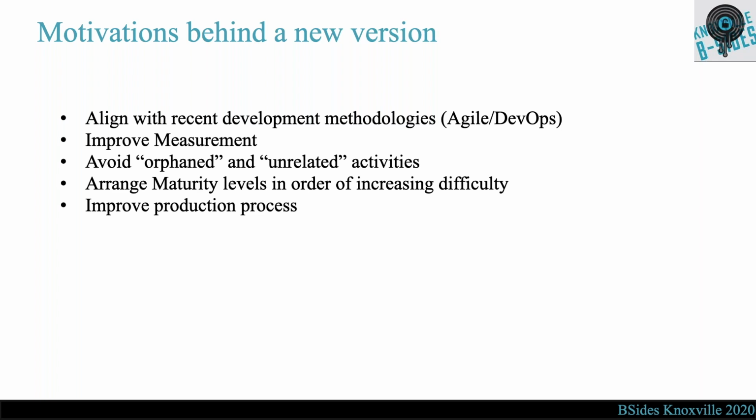The fourth motivation was arranging maturity levels in order of increasing difficulty. This was another shortcoming of previous SAMM versions. It was sometimes possible that some of the security activities at a higher level were in fact a little bit easier to implement compared to security activities at a lower level. Now, it was not very intuitive. If you look at maturity levels, one would assume that as you go higher in the level of maturity, the implementation cost should be higher. But that was not the case. So we had to fix that one as well.